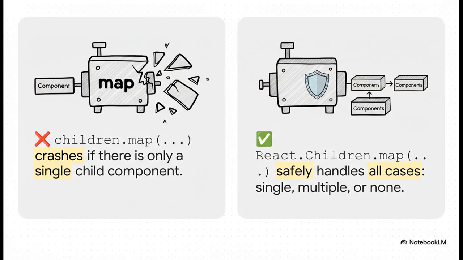You try to call .map directly on props.children, right? But if there's only one child component, children isn't an array, it's an object. And boom, your app crashes. The correct, totally robust way to do this is to always use the React.Children.map utility. It's built specifically to handle all these cases safely.